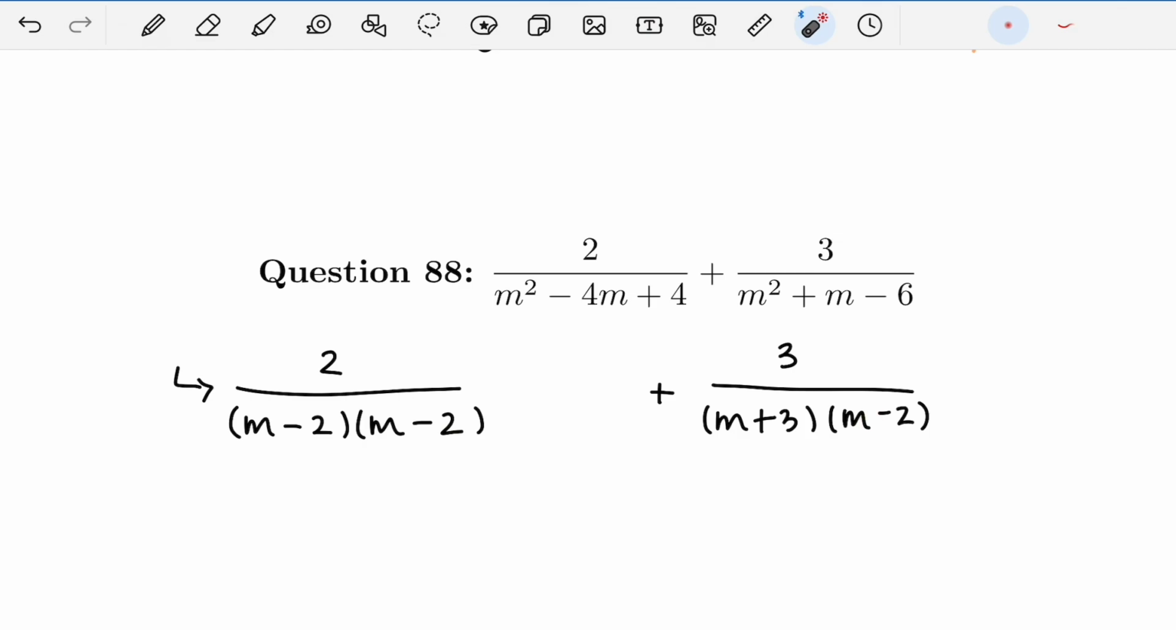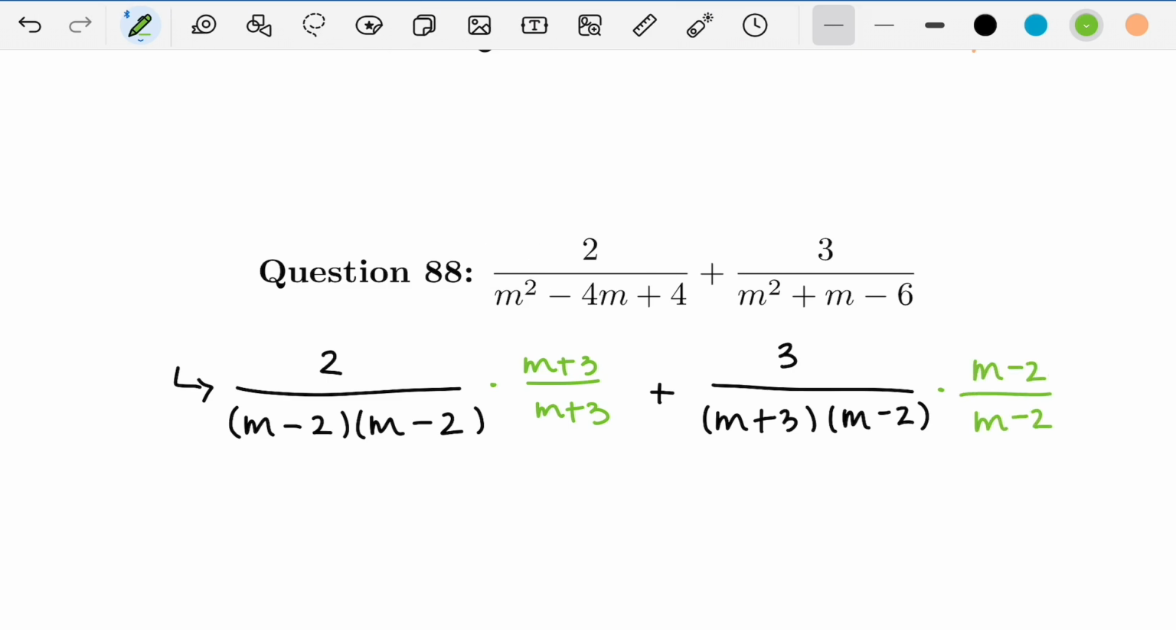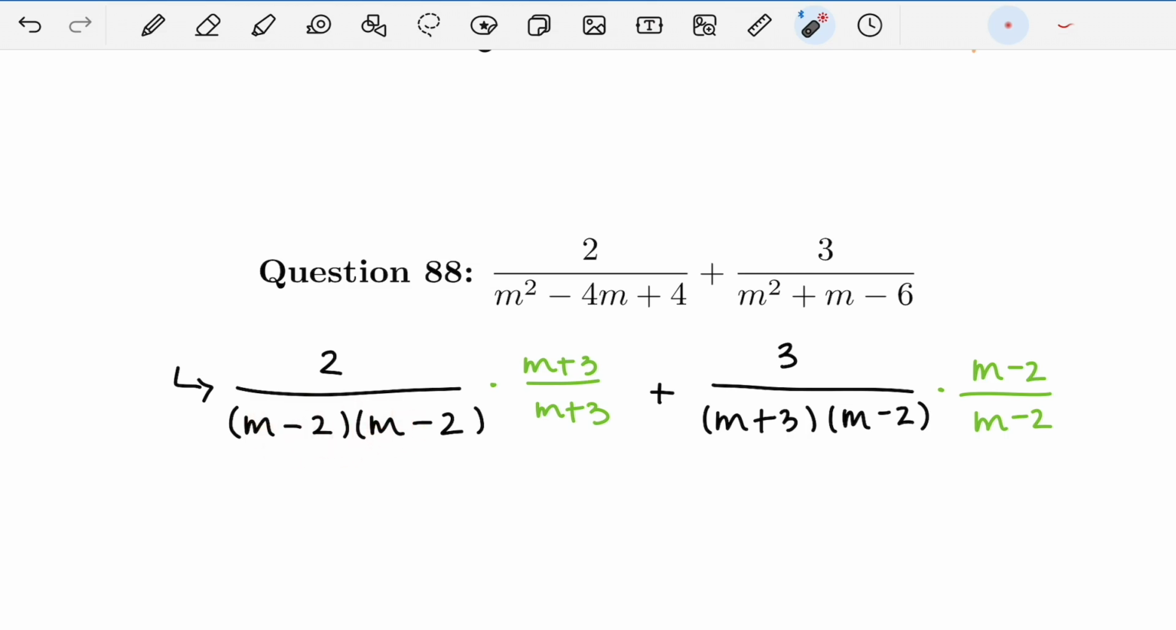So that means if we want to get a common denominator, for this one, all we need to do is multiply the numerator and denominator by m plus 3. And for our second expression, we just need to multiply the numerator and denominator by m minus 2, since we need to have two m minus 2 factors like this one here.